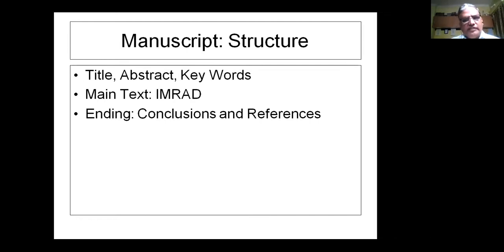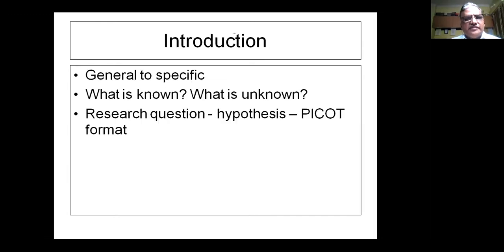A good manuscript should have all of these things perfectly aligned with each other. Then when you look at the introduction, whether it is your thesis or someone else's paper, or whether it has come to you to review, typically you should see three components. A topic which is introduced in general, and then goes to the specific aspect. Then it tells you what is known about that and what is unknown. And from this unknown comes the research question to answer that unknown. There would be a hypothesis and a question put in a PICOT format.